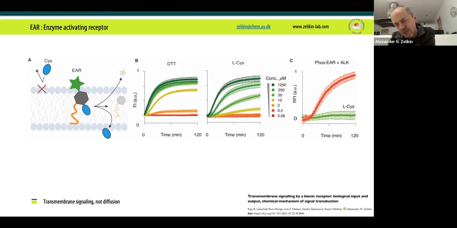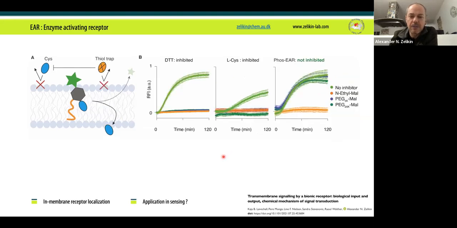And this is what you see here, zoomed in, there is no signaling with say 2 micromolar cysteine. But if we take it as a receptor, because it's already in the cell membrane, upon activation of the receptor, we see strong activation and signaling. So indeed, it is not diffusion, it is a receptor-mediated process.